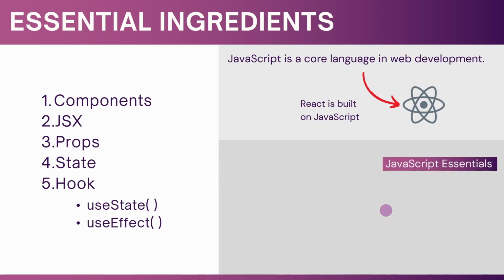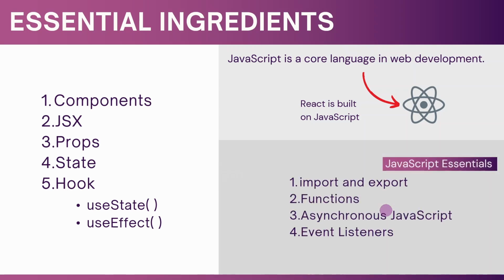And when it comes to JavaScript, these are the essential topics you should have whenever you are starting with any project in React. That is, you should know how to import and export. You should be aware of functions. You should be aware of asynchronous JavaScript, and also you should know how to handle events. Create any simple project in React. These are the essential JavaScript topics you should be aware of. Once you are comfortable with all these concepts, then easily you can create your React applications. Now let us start with the project.